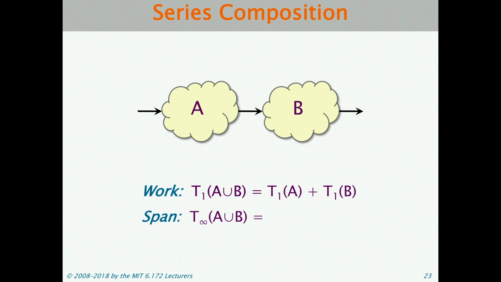What about the span? So let's say I know the span of A and I know the span of B. What's the span of A union B? So again, it's just the sum of the span of A and the span of B. This is because I have to execute everything in A before I start B. So I just sum together the spans. So this is series composition.